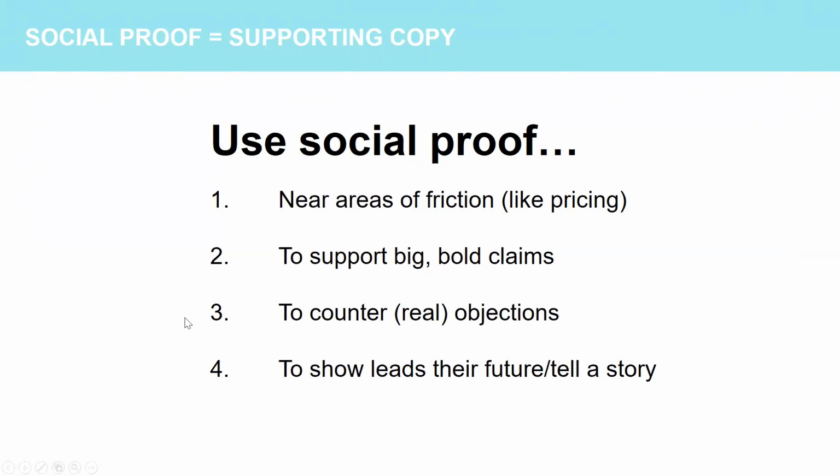And then you've got to counter real objections. I mentioned if we can anticipate why someone might not buy, we can proactively counter that objection. So for example, if someone says, yeah, but they're really expensive, bring in testimonials that proactively state this was worth every penny. You're countering a real objection. But don't introduce objections that aren't real. If people wouldn't ever actually think that, then bringing in social proof that counters objections they didn't have could introduce those objections into the mix and might actually work against you. And then use social proof to show leads their future and tell a story.